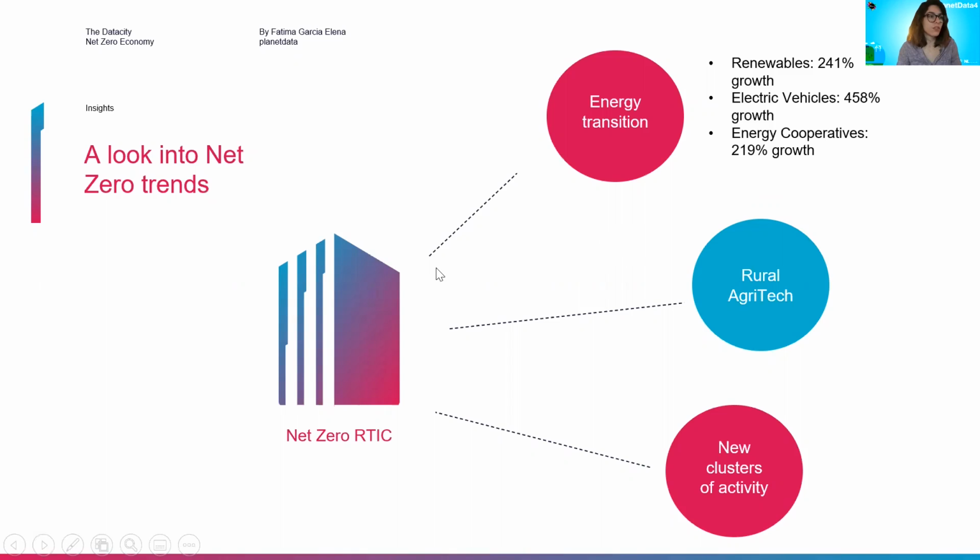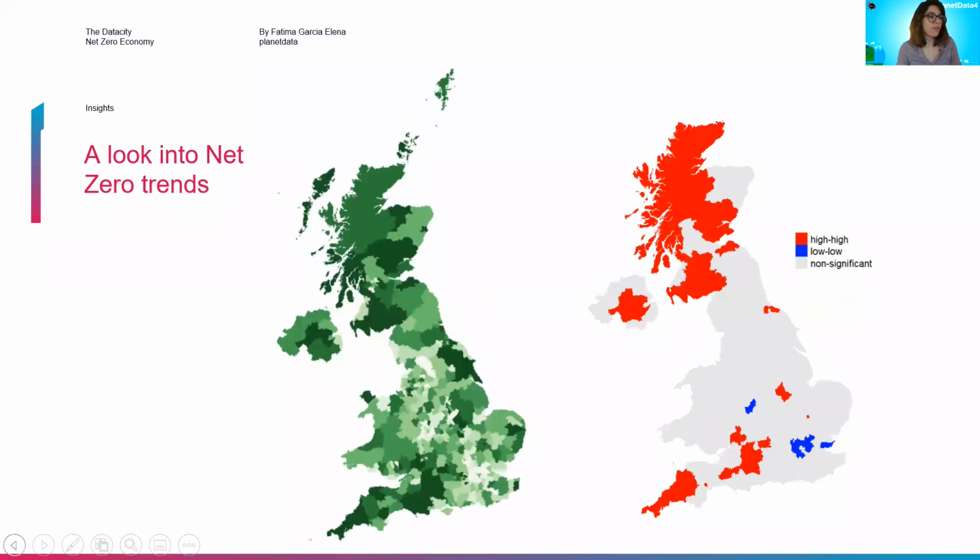And then lastly, I want to show you that we have found that there's new clusters of activities directly related to net zero. So let's talk a little bit more about these maps. The map on the left represents the percentage of companies that work in net zero in relation to the total number of companies in that local authority. That means that we are seeing the prevalence of the net zero economy within local authorities. And basically what we can see again is that it is pretty rural. The net zero economy is prevalent in mostly rural areas, which is a very interesting finding.